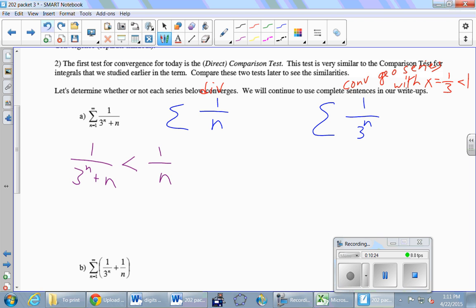If your integral is smaller than something divergent, we don't get anything out of it. So this is true but not helpful to us, right? So let's look on the other side. Now we're going to compare 1 over 3 to the n plus n to 1 over 3 to the n. That's this guy. And it's smaller, same argument as before. Does this help us? It does, because the series that I want is smaller than something which is convergent. And that's what we need.